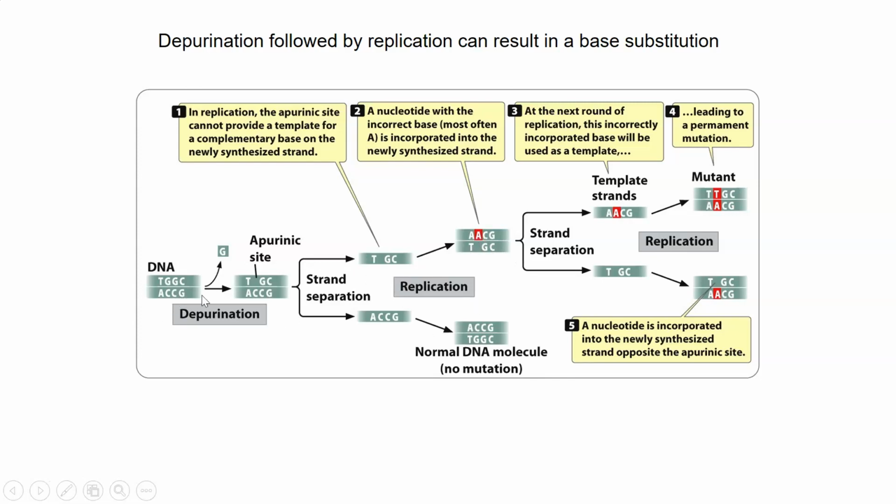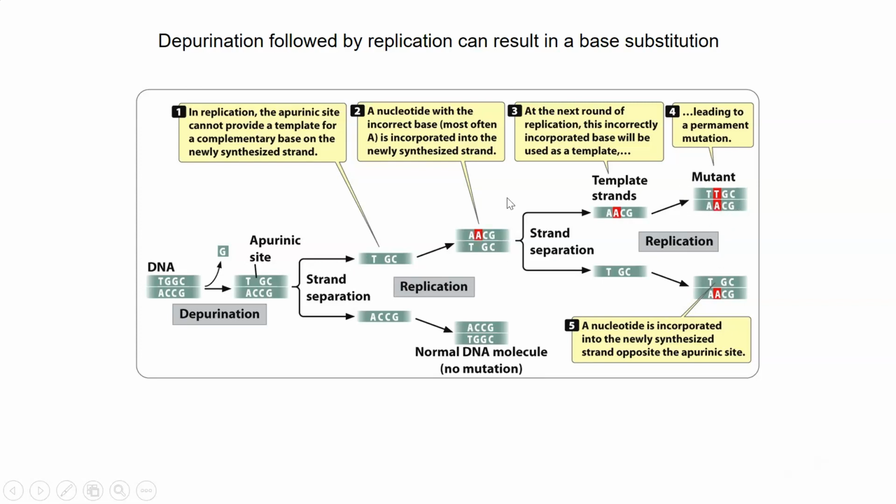The other strand would still be intact, and that could be replicated accurately, and that would be normal wild-type DNA, which would be A, CCG. In this case, however, now this is a point mutation that has resulted from that depurination event. If that goes on in a second round of replication, then that mutation would be fixed in the cell. And this would be a base substitution point mutation.